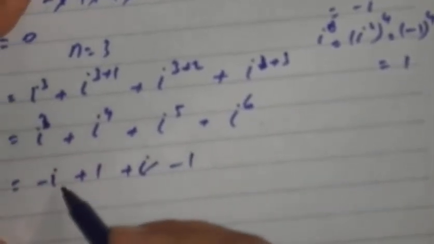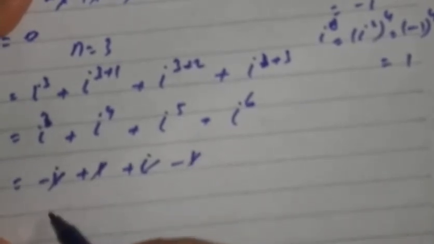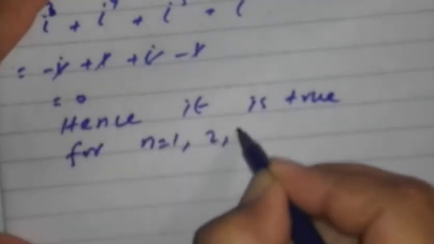So look, iota cancels with iota and minus 1 cancels with 1, we get 0. So if we put the value of n as 1, we get 0, n value 2, we get 0, n value 3, we get 0. Similarly, if we put all the natural numbers, we will get 0. Hence it is true for n equals 1, 2, 3.